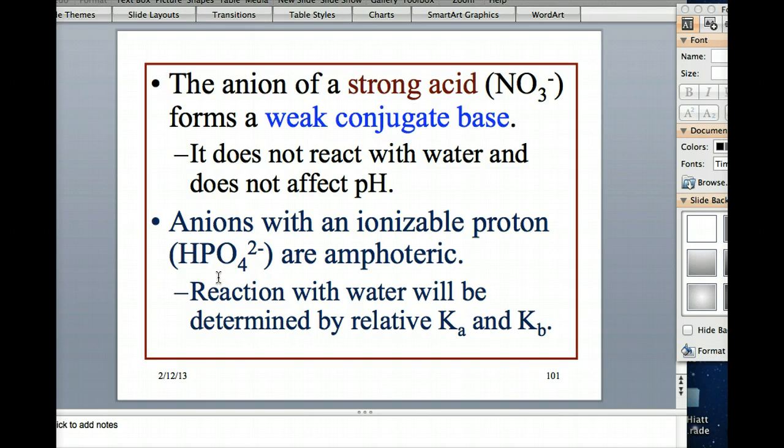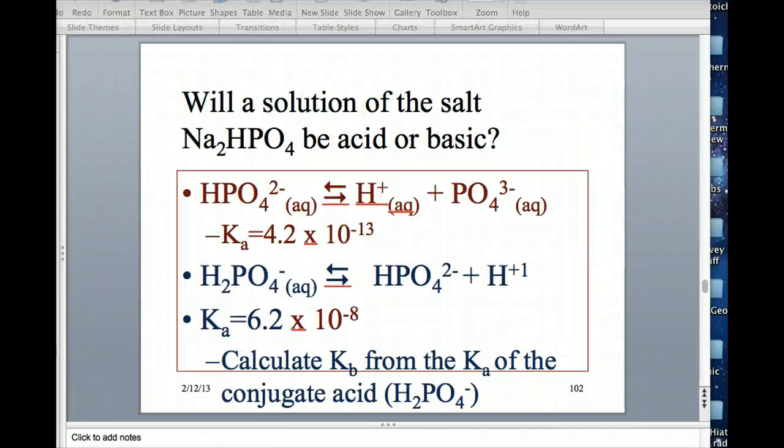Now, we've said this once before. When you have something that's a polyprotic acid, like in this case H3PO4 that lost 2 of its H's, it's amphoteric. Remember, what amphoteric meant was it could be either an acid or a base. So my HPO4 2- can either lose its H and become an acid, or it can pick up one of its lost H's, or any old H, and in that case it'd be a base. So it's completely amphoteric.